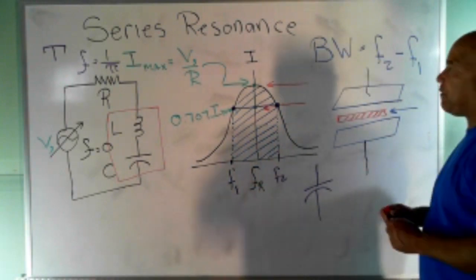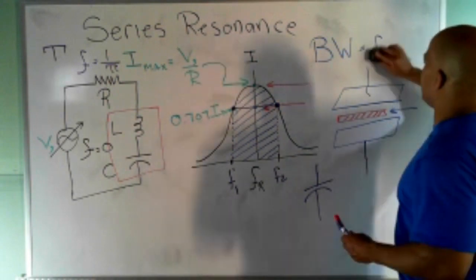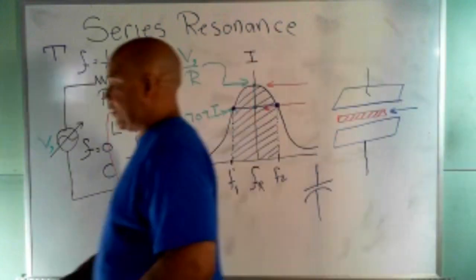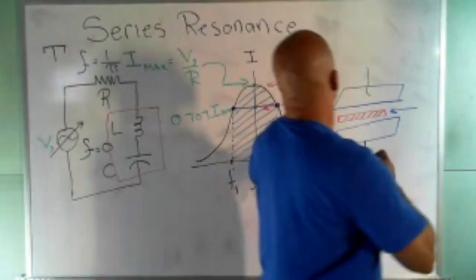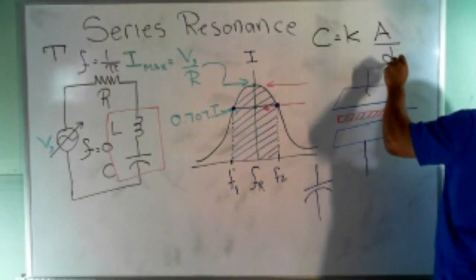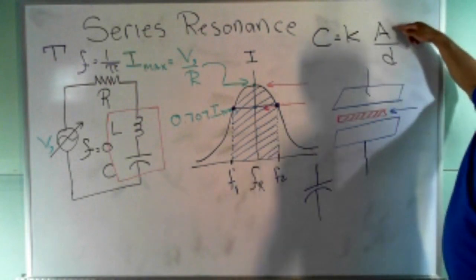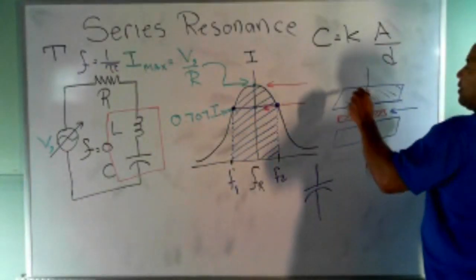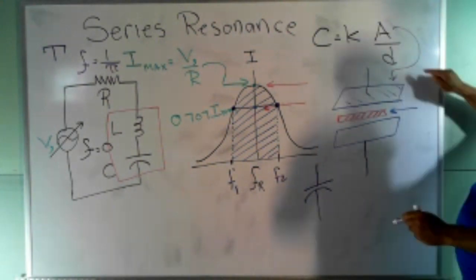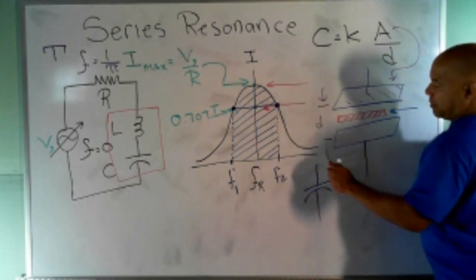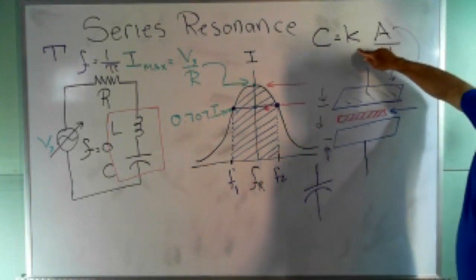So the formula for this, if you remember from DC, that C, capacitance, equals K A over D, where that A is the area of the plate. Right here, that's A. D is the distance between the plates. And K is that dielectric constant. I'm not even going to talk about K.